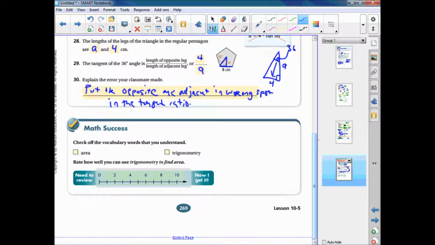All right, so check out the vocabulary words that you understand. You should definitely understand what area means, just how many square units to cover something. And we spent a lot of time on trig here, so we should have a good idea of this. So how well can you use trigonometry to find an area? You should be somewhere in here. It's just finding that same little half of a central triangle kind of thing. And then finding the missing sides using trig this time instead of special triangle ratios.